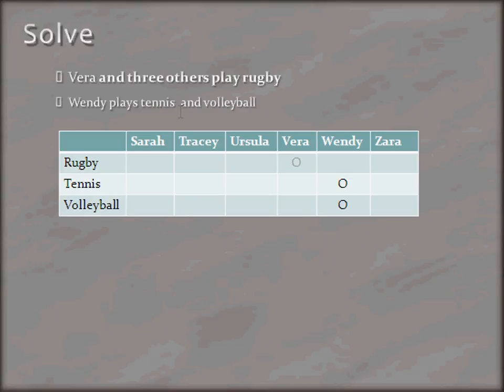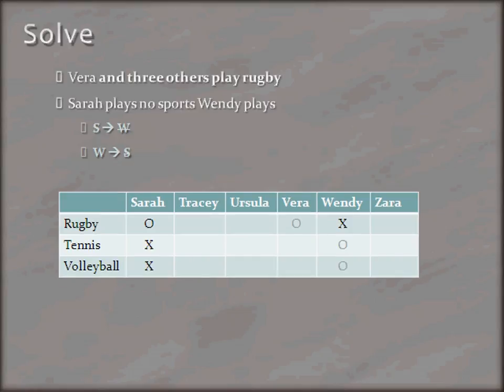Let's look at our second statement. Wendy plays tennis and volleyball. So we know that we should put an O in the Wendy tennis and the Wendy volleyball boxes. We don't know anything about whether Wendy plays rugby. On to our next statement.